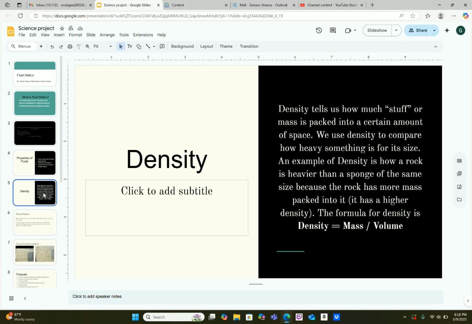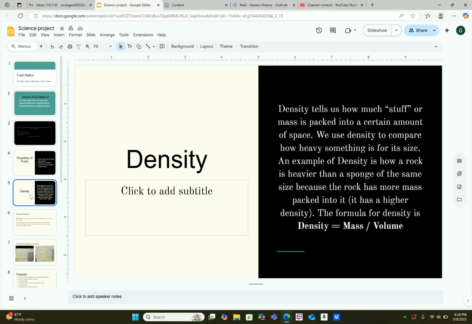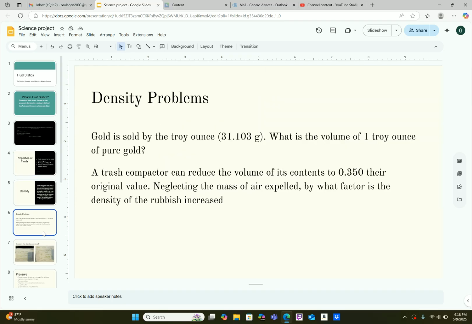Of course, I'm going to be talking about density right here. Density tells us how much stuff, or mass, is packed into a certain amount of space. We use density to compare how heavy something is for its size. An example of density is how a rock is heavier than a sponge of the same size, because the rock has more mass packed into it. It has a higher density, of course. The formula for density is density equals mass over volume, just as I explained. As a recap, I also have some problems for you that we will be solving together about density.